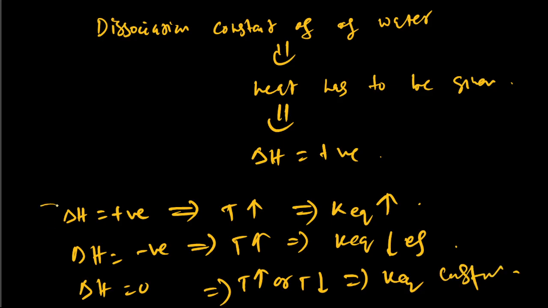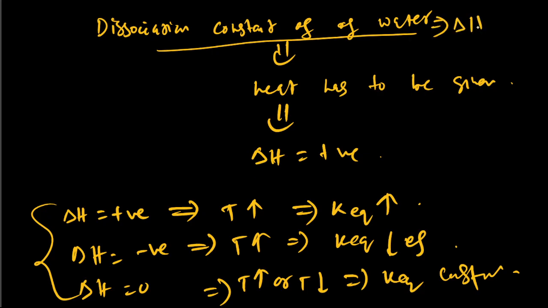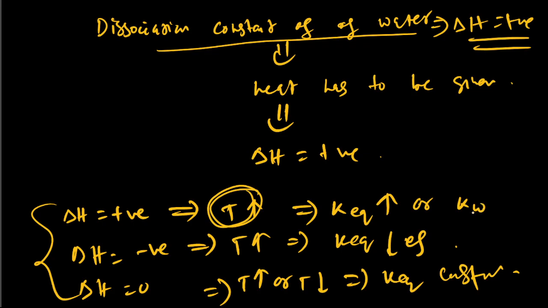So we studied this in chemical equilibrium. Our dissociation of water is actually an endothermic reaction because delta H is positive. So if we increase the temperature, then K equilibrium, the dissociation constant of water, increases. Or if we decrease the temperature, then this Kw value will decrease. Okay. So Kw is equal to 10 raised to minus 14 at 298 Kelvin.